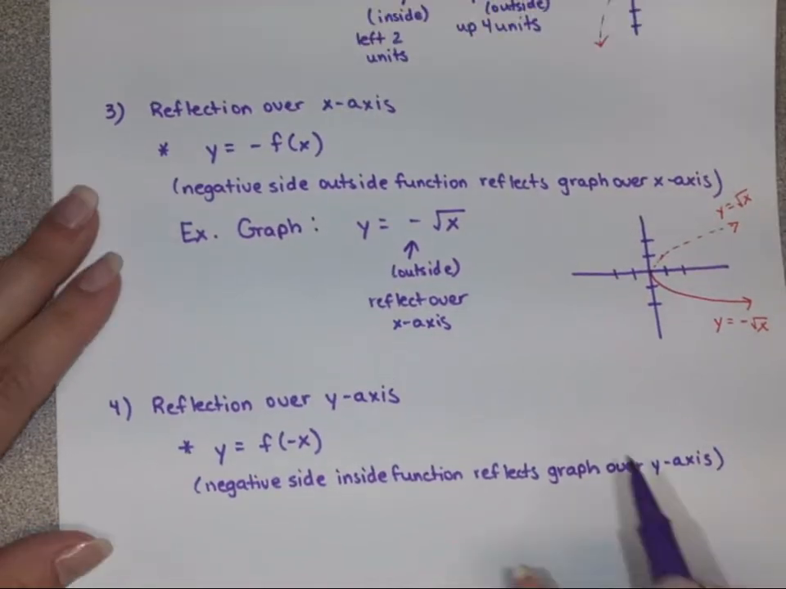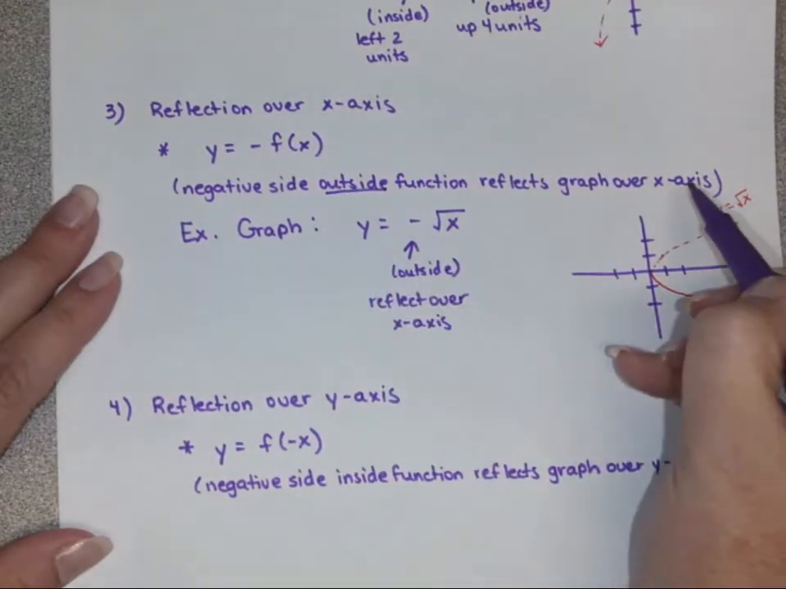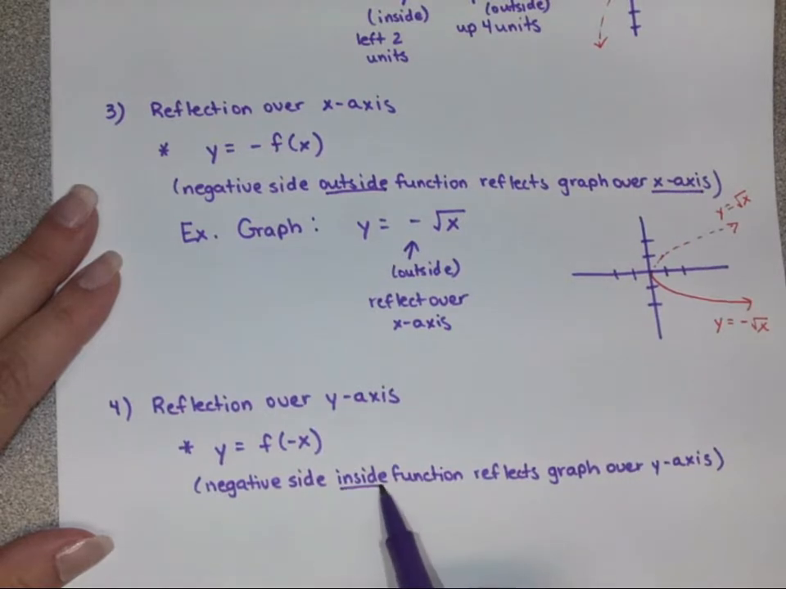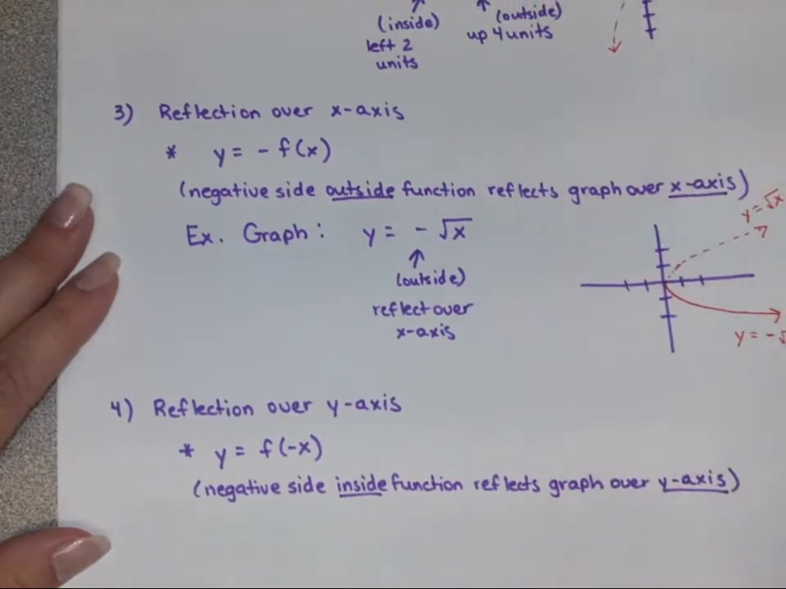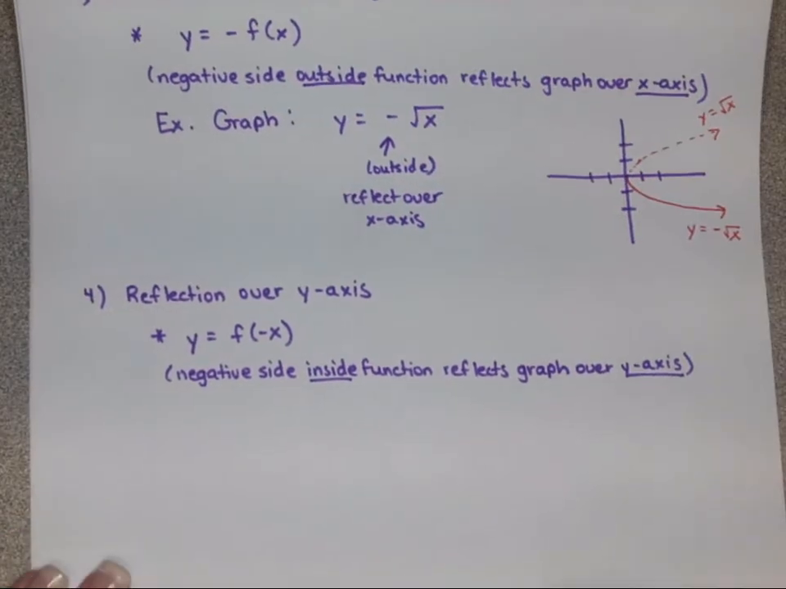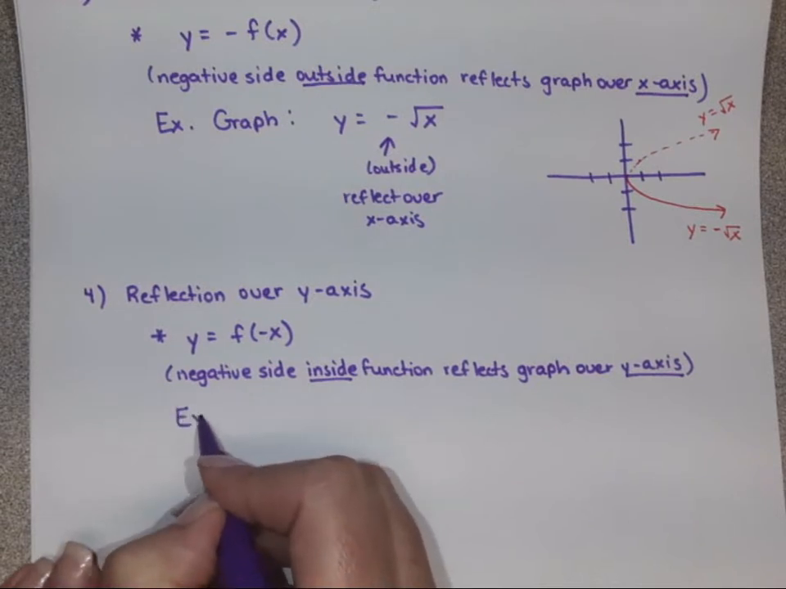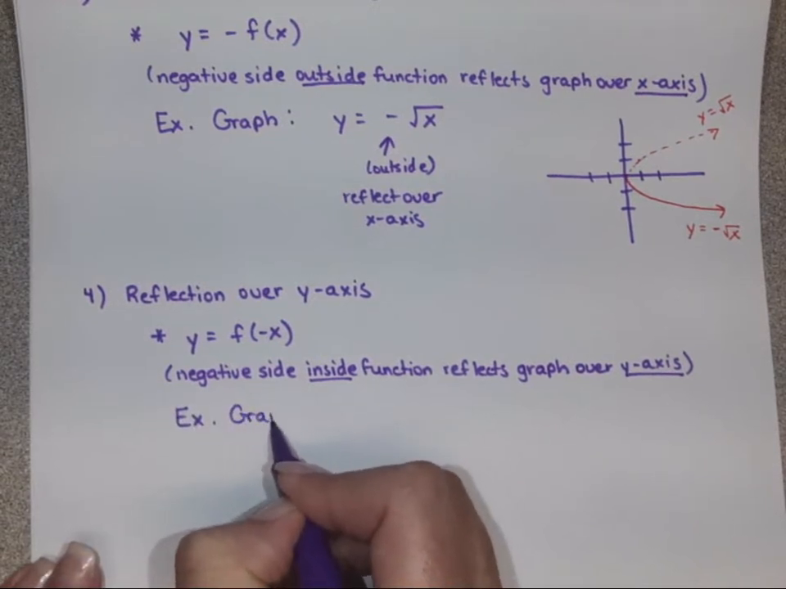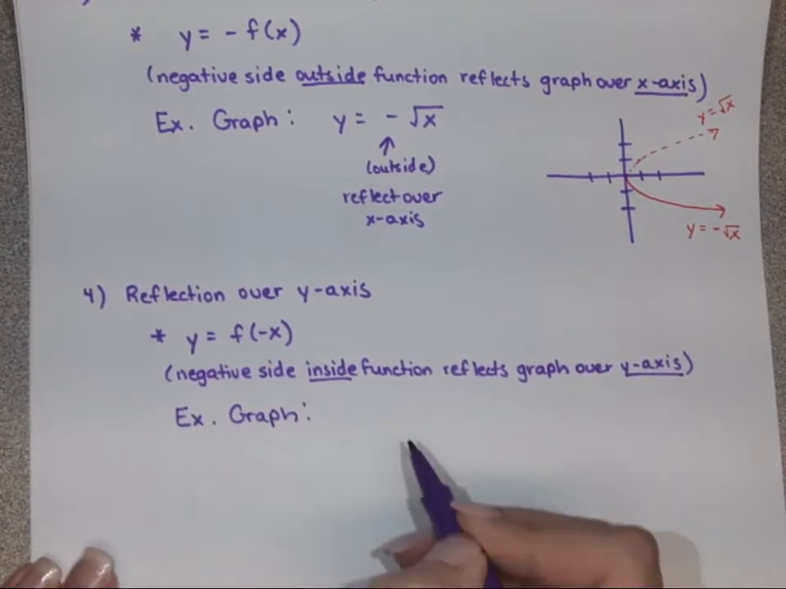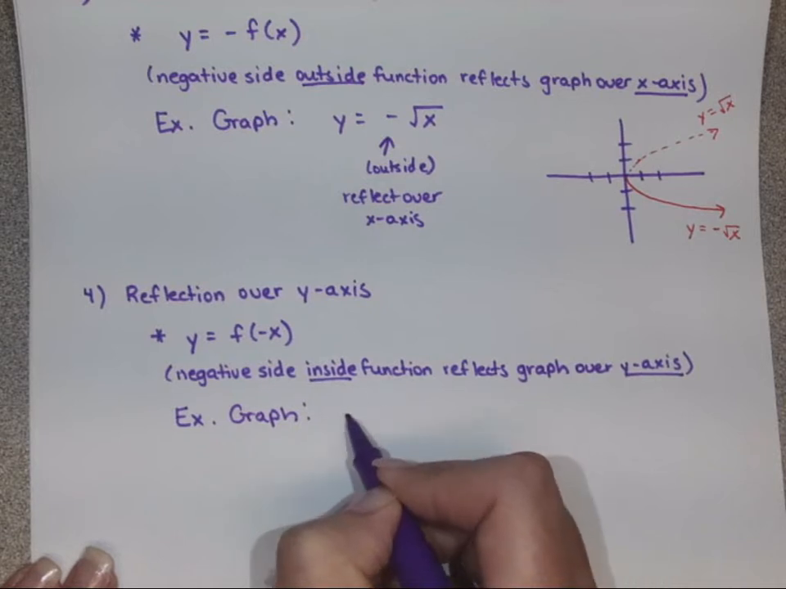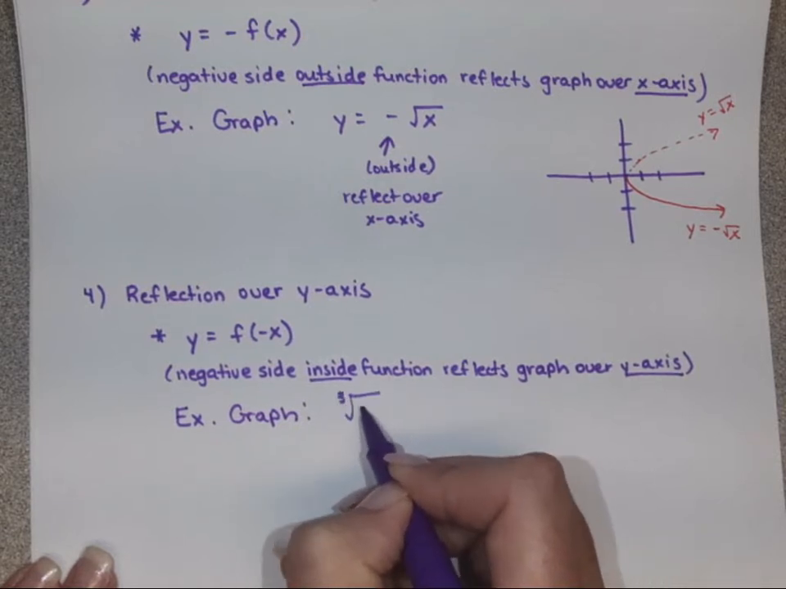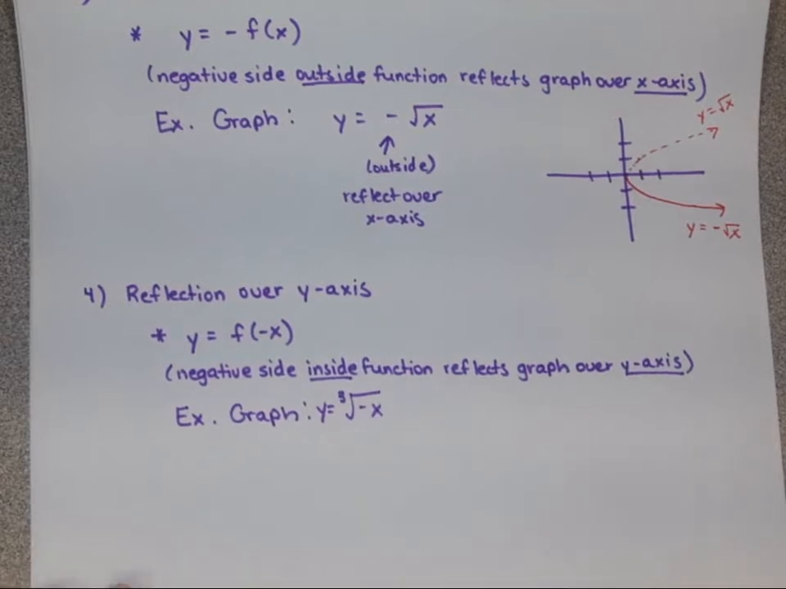Okay, so I'm going to underline what's different. If we're outside, we're over the x-axis. If we're inside, we're over the y-axis. All right, so let's look at one like this. What if we had y equals the cube root of negative x?